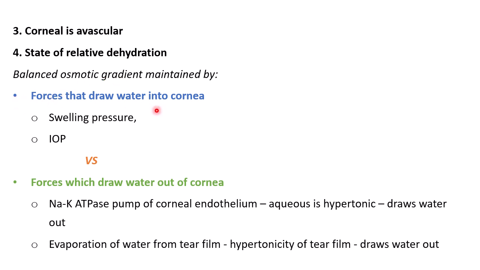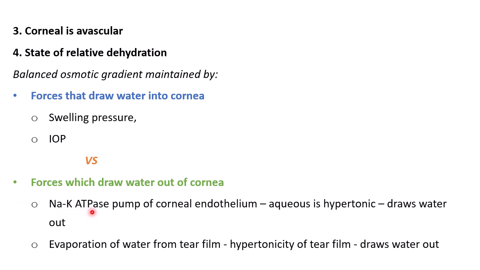Forces that are trying to absorb water into the cornea, that is the swelling pressure which is exerted by the glycosaminoglycans present in the stroma, they tend to absorb water, and intraocular pressure. Intraocular pressure is trying to push fluid from the aqueous into the cornea. So these are the forces that are causing water to enter the cornea, versus forces which draw water out of the cornea.